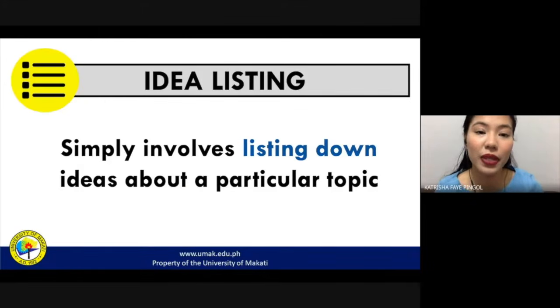Let's go to the first one, idea listing. When we say idea listing, it simply involves listing down ideas about a particular topic. So basically, you have one specific topic that you want to collect information for, and then you just simply list them down. List down supporting details or ideas about that particular topic.